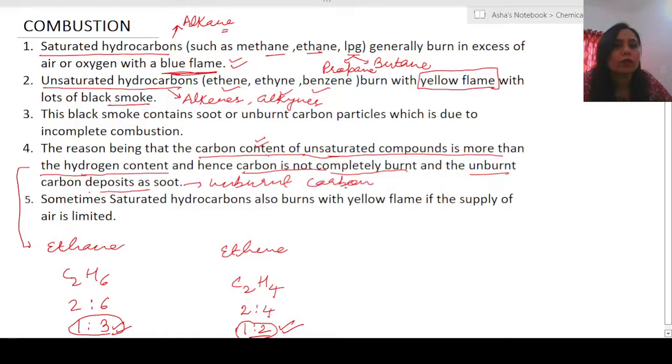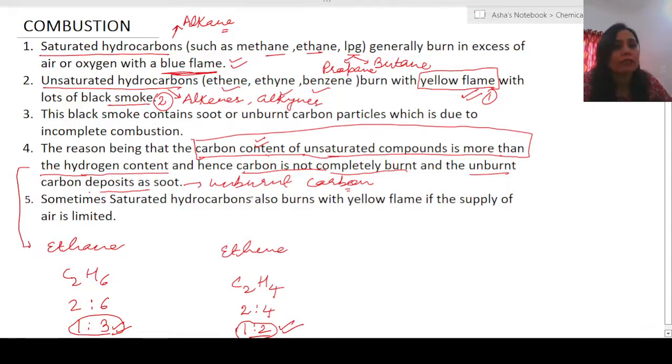Okay, so they give us a yellow flame along with soot. Whenever unburnt carbon particles are there, they will form soot, or you can simply say black smoke. And why is it so in the case of unsaturated hydrocarbons? Because the carbon content of unsaturated hydrocarbons is more than that of saturated ones.